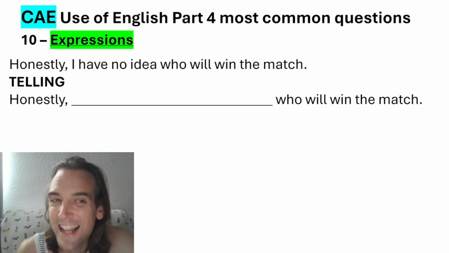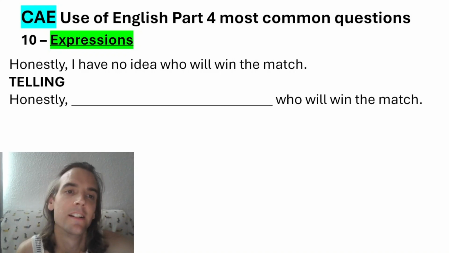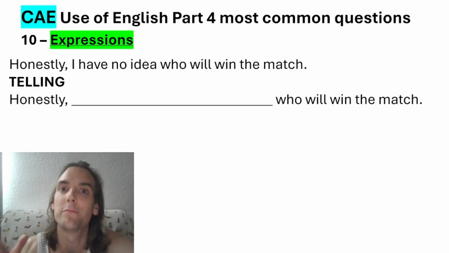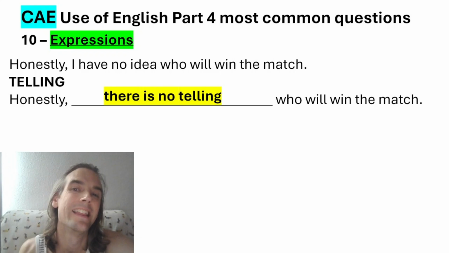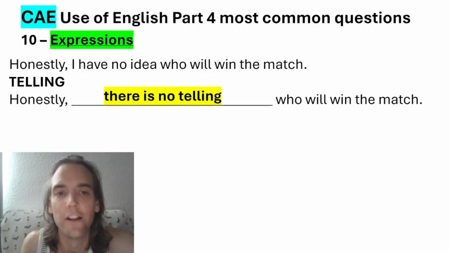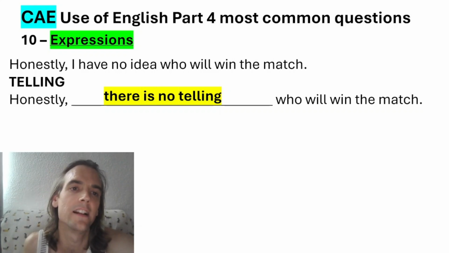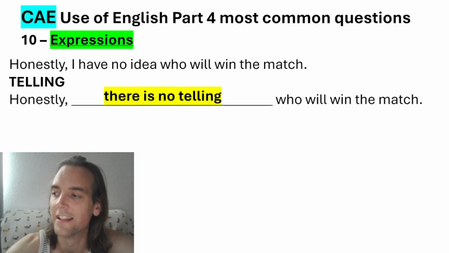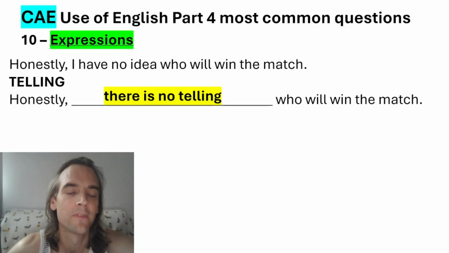The way of saying this with "telling", it's an expression. Don't say, "Honestly, I can't be telling." No. There's a specific expression, which is, there is no telling. There is no telling who will win the match means we don't know. It's impossible to say. There is no telling. I have no idea. So learn these expressions by reading, watching, speaking, doing life in English.